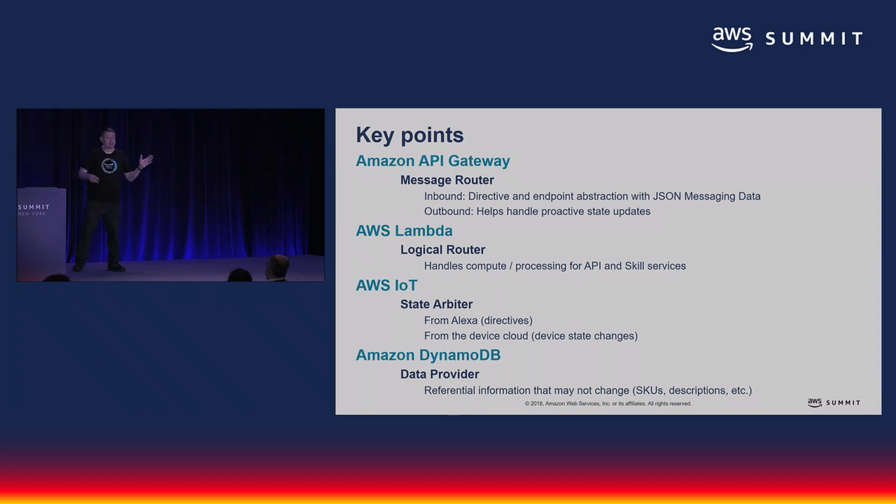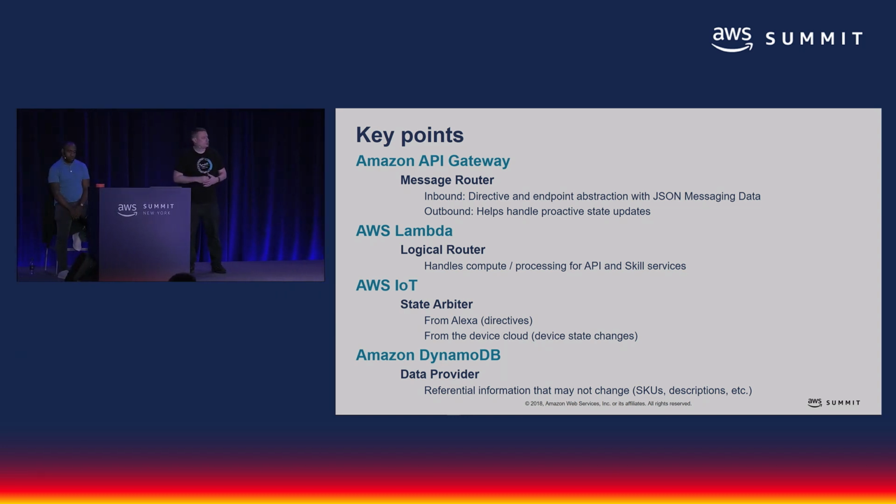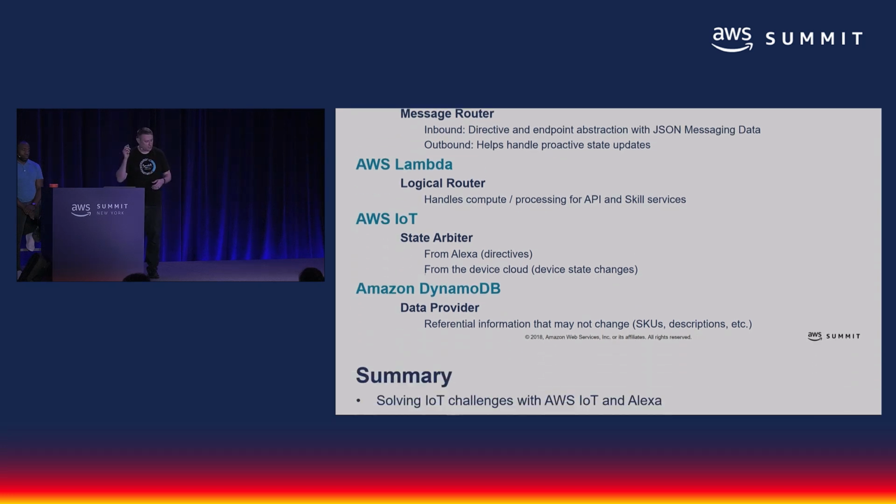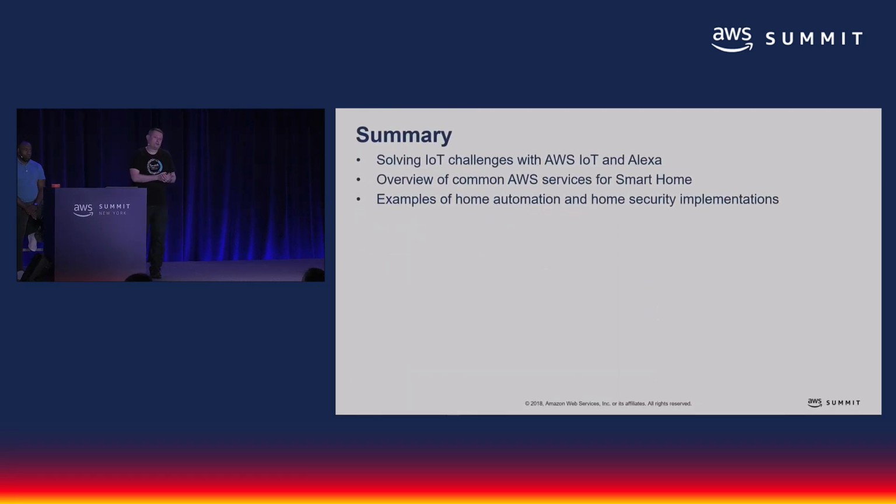And then from the device cloud, device state changes, like those proactive states that we talked about. Again, if I walk up to a device and change its state independently of what I've told it to do through Alexa. And then finally, DynamoDB, just basically handling all the information or large chunks or binary blobs or all that other stuff that we don't want to handle in a constrained device that may be sitting at the edge of a network somewhere. And summary, this is a great way to solve some interesting challenges.